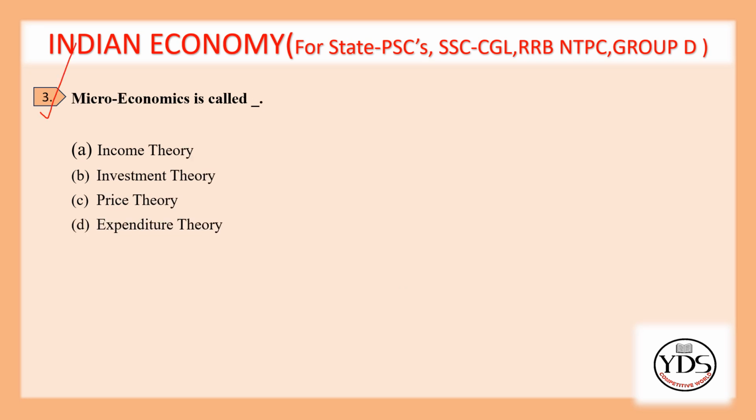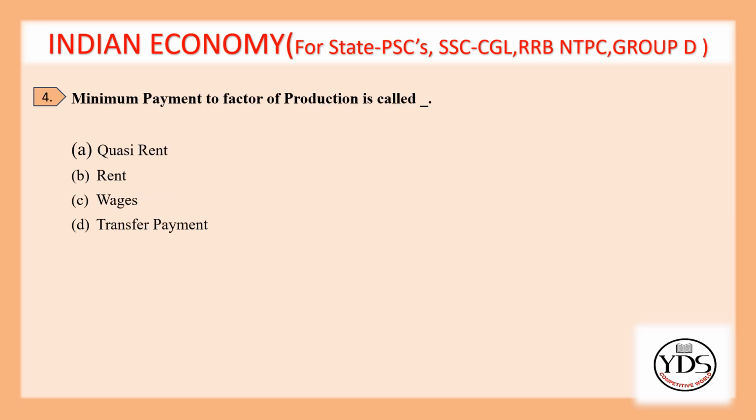Third question, microeconomics is called income theory, investment theory, price theory, expenditure theory. Option C, price theory is the correct answer. Fourth question, minimum payment to factor of production is called quasi-rent, rent, wages, transfer payment. Option D, transfer payment is the correct answer.